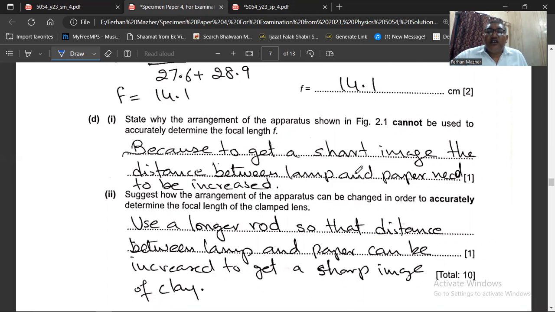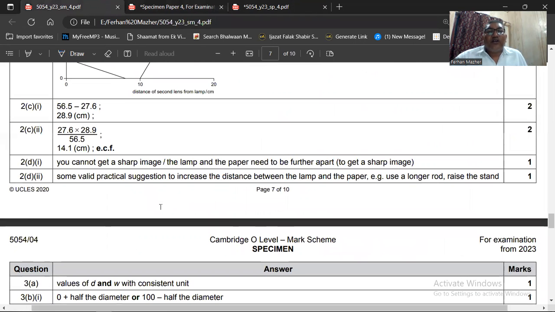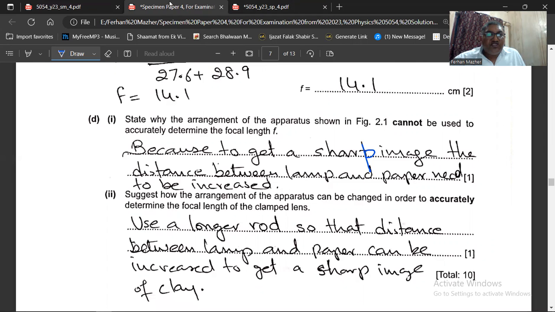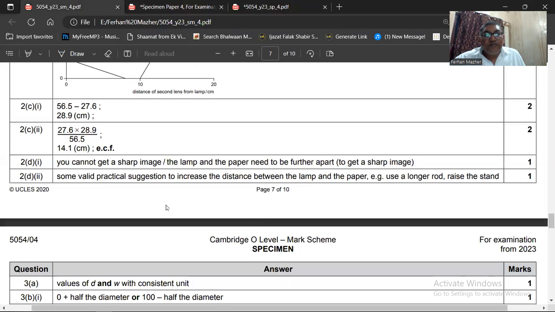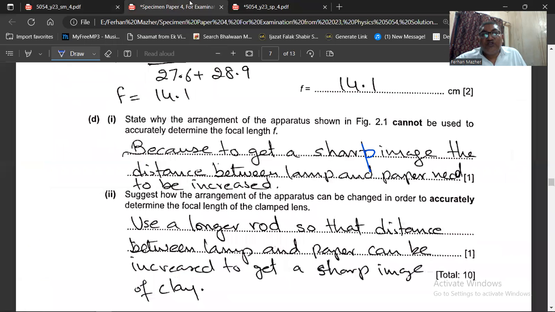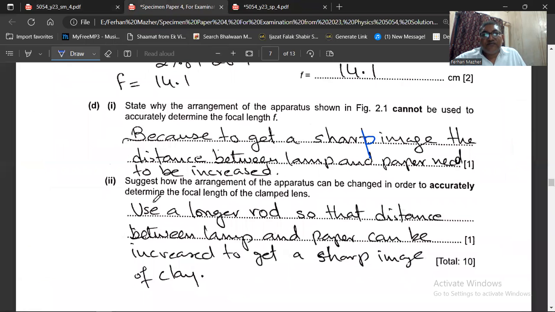Because to get a sharp image, the distance between the lamp and the paper needs to be increased. You cannot get a sharp image otherwise. The lamp and the paper need to be further apart to get a sharp image. So the distance between the lamp and the paper should increase to get a sharp image.